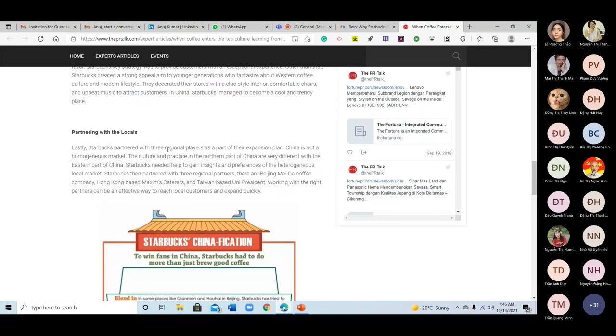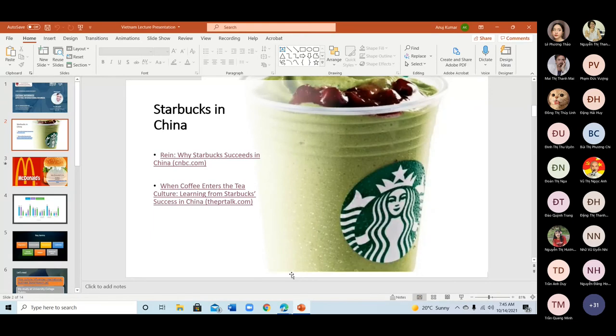China is not a homogeneous market. The culture and practice in the northern part of China are very different from the eastern part of China. So they have done a certain type of collaboration. At the same time, the strategy where I see Starbucks differed from others, they have strong research. At the same time, they introduced tea flavored coffee in China.